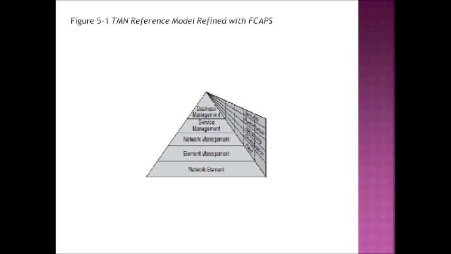We can redraw the TMN pyramid from figure 4.5 with more refinement, as in figure 5.1, to show the functional dimension in addition to the layering. Whereas the layering dimension of the TMN model was discussed in the previous chapter, this chapter takes an in-depth look at its functional dimension.